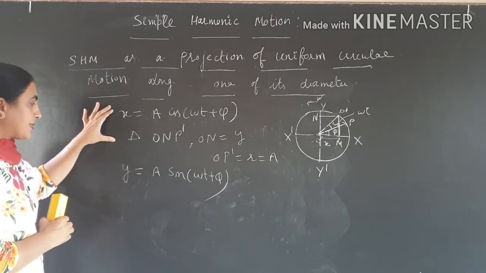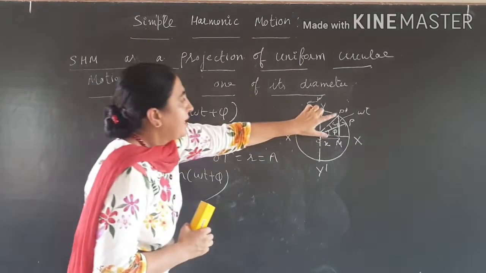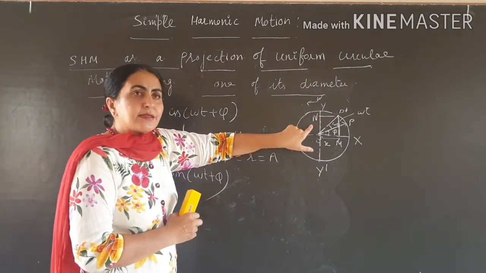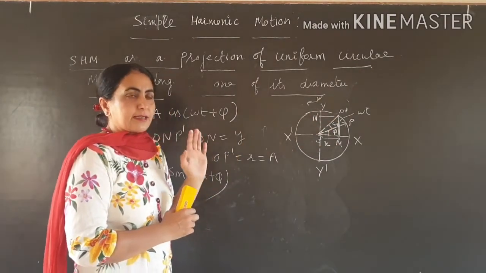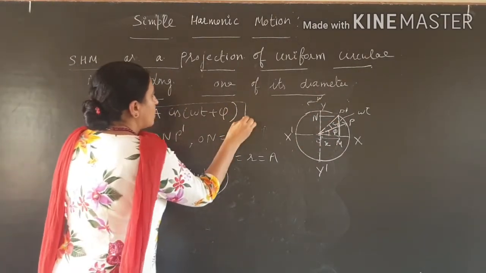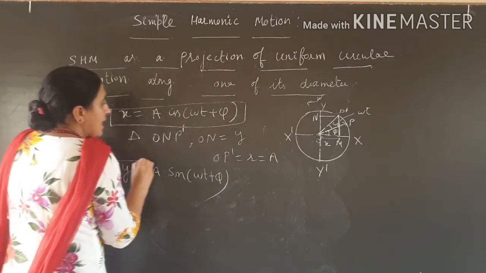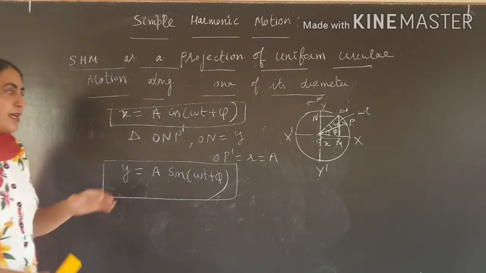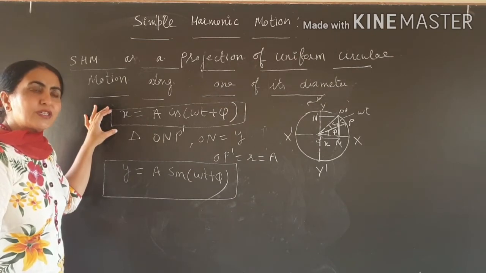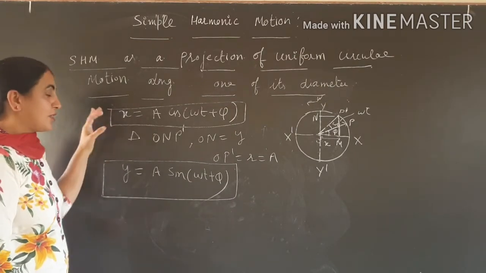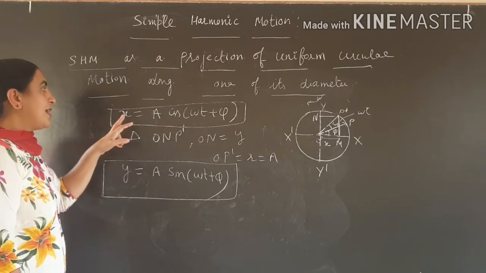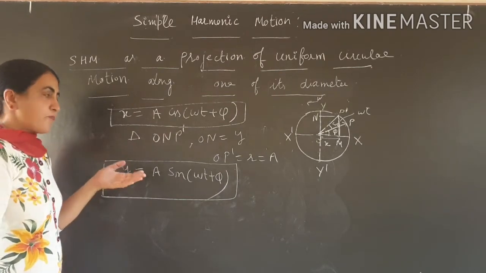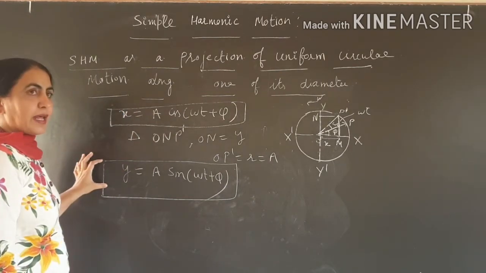So this is about x, and this is about y. M is the projection of P dash on the x-axis, and N is the projection of P dash on the y-axis. And what is this? x is equal to A cos of omega t plus phi, and y is equal to A sine of omega t plus phi. This is the equation of simple harmonic motion. We have done in the previous article that x is equal to A cos of omega t plus phi, and y is equal to A sine of omega t plus phi. Clear? So this is the equation of simple harmonic motion.